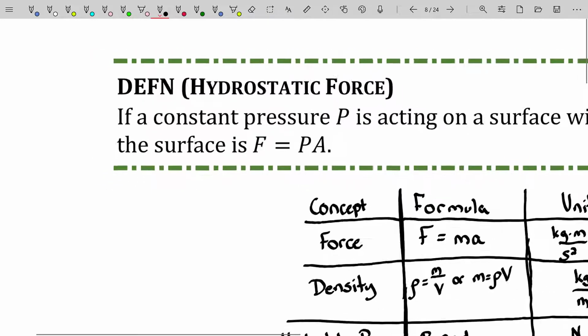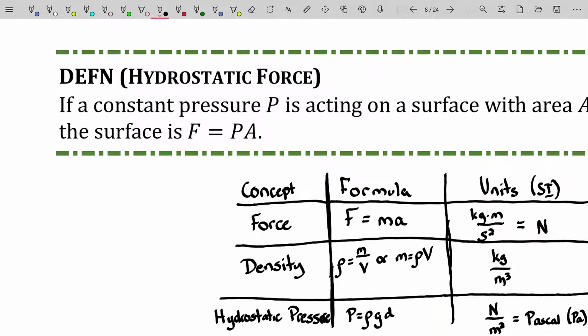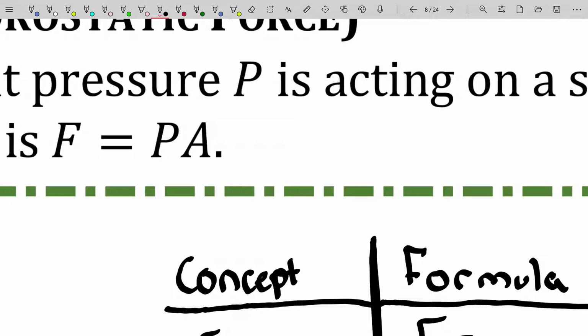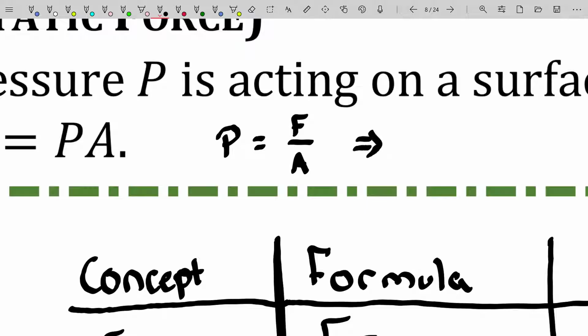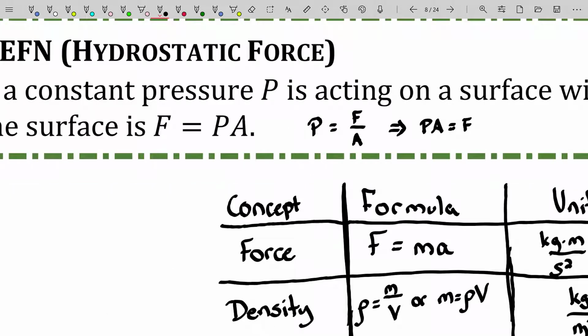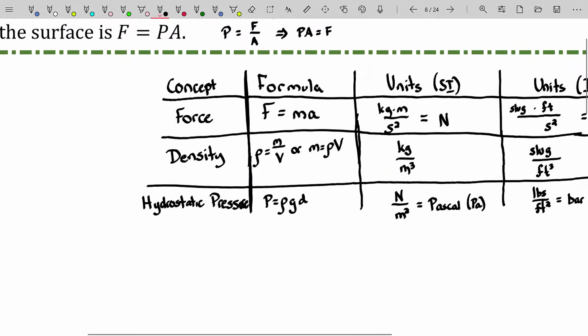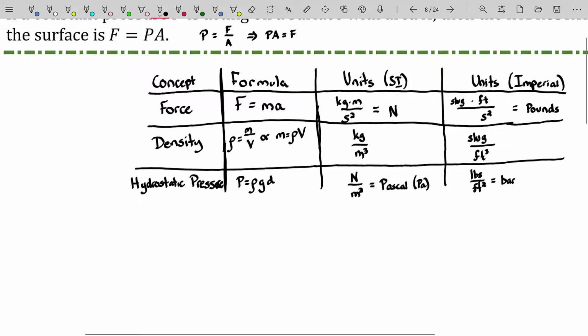Now, to be honest with you, we already knew this. You might not notice it, but we did actually run into this already. Remember, we already had said pressure is force per unit area. So what does that mean about the hydrostatic force? Well, multiply both sides by area and you get pressure times area is equal to force. So all we did was take our formula for pressure and rewrite it. But I'm still going to write a line down here for that.